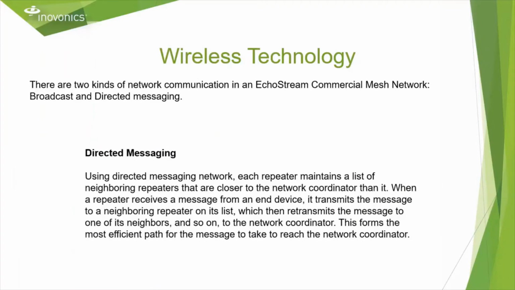Then we have directed messaging. Using a directed messaging network, each repeater maintains a list of neighboring repeaters that are closer to the network coordinator than it. When a repeater receives a message from an end device, it transmits the message to a neighboring repeater on its list, which then transmits the message to one of its neighbors, and so on, to the network coordinator. This forms the most efficient path for the message to take to reach the network coordinator. This is designed for those extremely large installations, for example, a senior living installation with thousands of transmitters and potentially hundreds of repeaters.